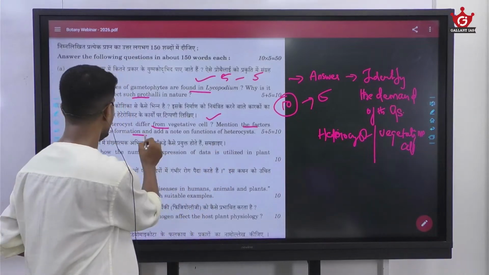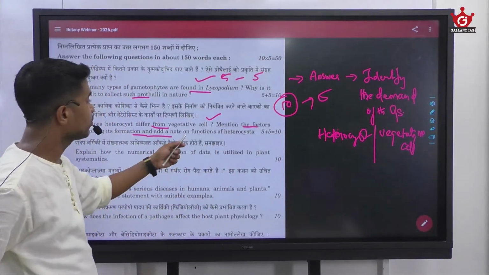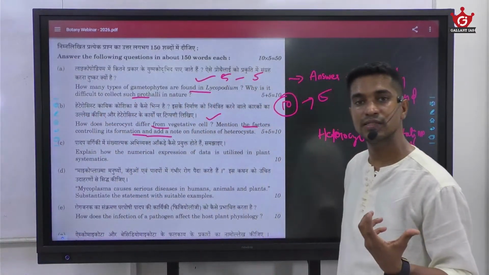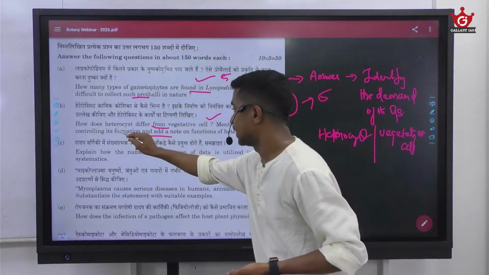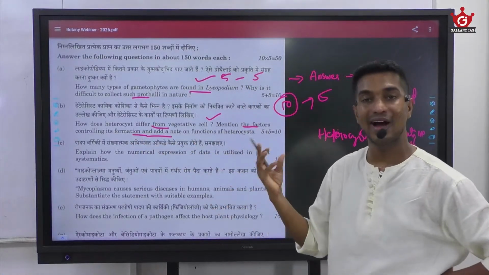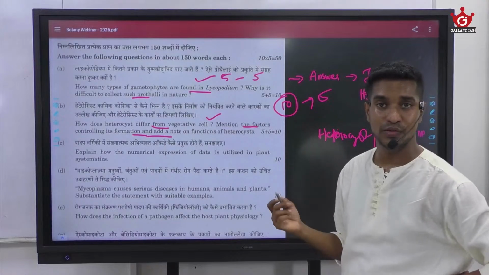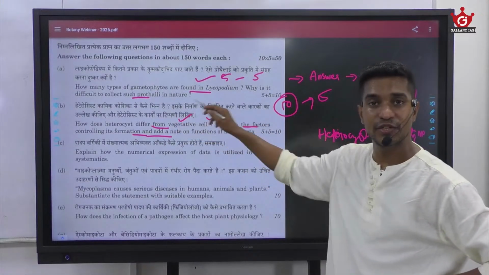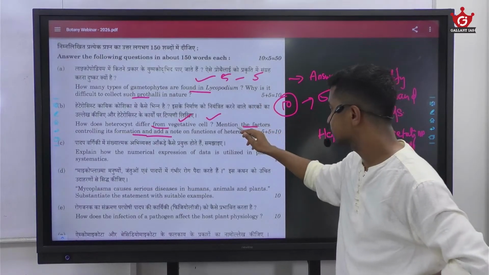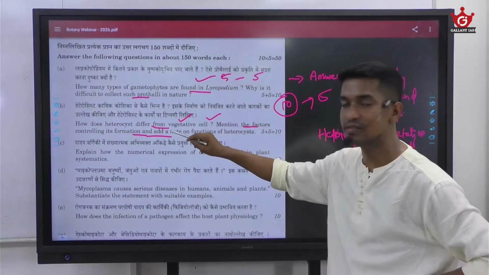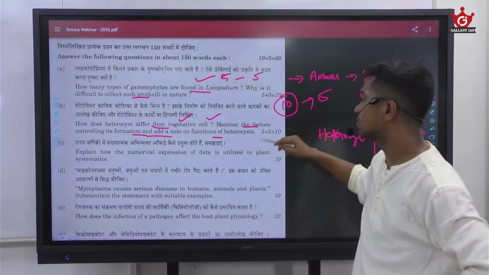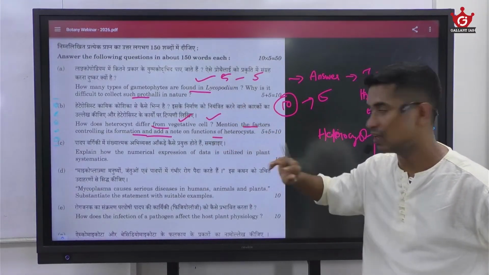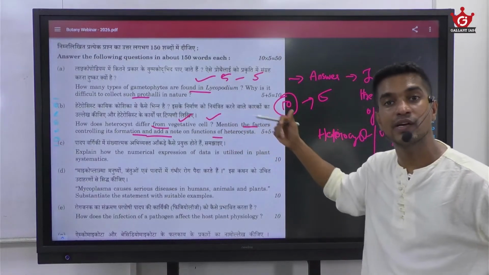Okay, and the second part is that you have to mention the factors controlling its formation. Okay, so what are the factors controlling its formation, and what are the functions of heterosis? So here the question has 3 parts. Okay, first is differentiate between heterosis cell and a normal vegetative cell, and the second part is mention the factors controlling its formation and add a note on functions of heterosis. Okay, what are the factors controlling its formation? So that is the second part, and the third part is functions of heterosis.